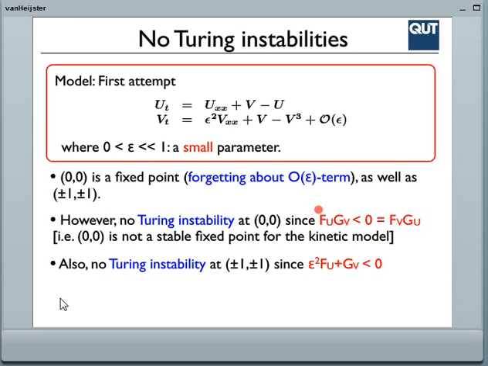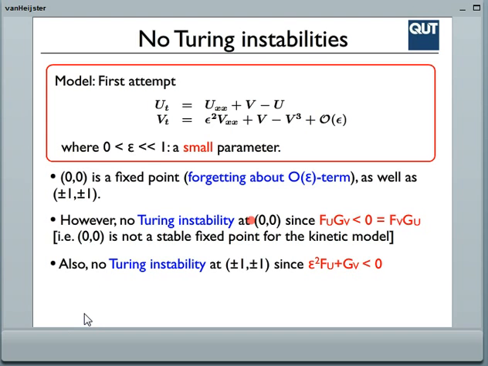It was a couple of PDEs, where epsilon here is a small parameter. If you for the moment forget about this small term with epsilon, can you determine the fixed points for this system? They are at (0,0), (plus 1, plus 1), and (minus 1, minus 1). And you can obey, let's say, the Turing test. But it turns out (0,0) is not even a stable point for your kinetic model.